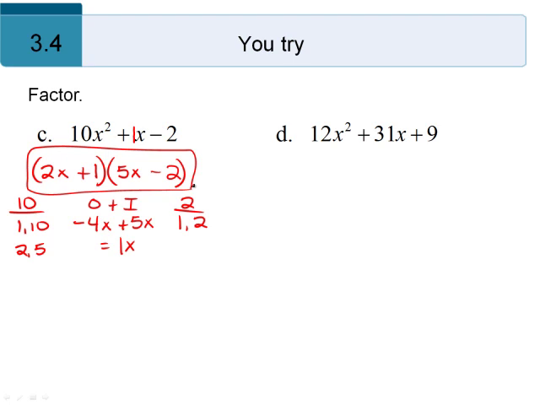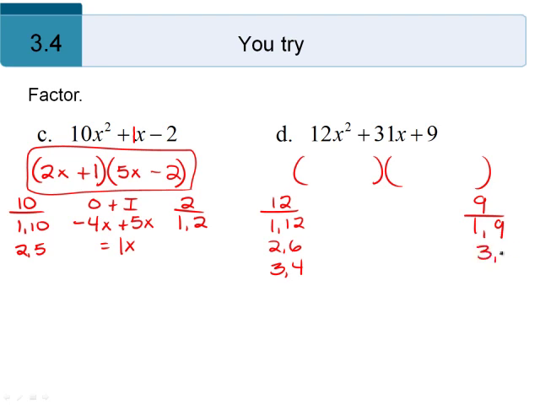Okay? And letter D. So when I was looking at this before I started the video, I was like, whew, that one's going to be rough. We do not have a GCF, so we set up FOIL. We're going to find the factors of 12. So 1 and 12, 2 and 6, 3 and 4. And for 9, we have 1 times 9 and 3 times 3.